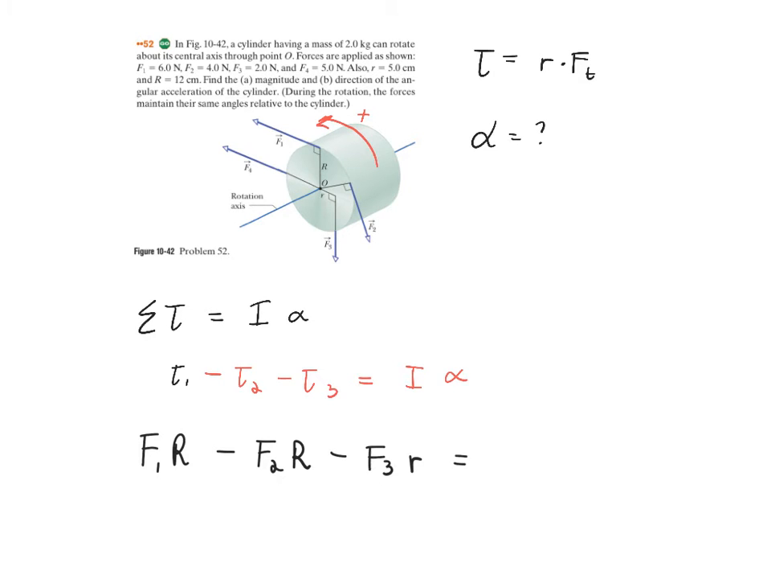It is 1/2 mr squared. Let's go over that real quick. Let's discuss where that came from. And remember, r is the overall radius of the cylinder, which is big R in this problem.